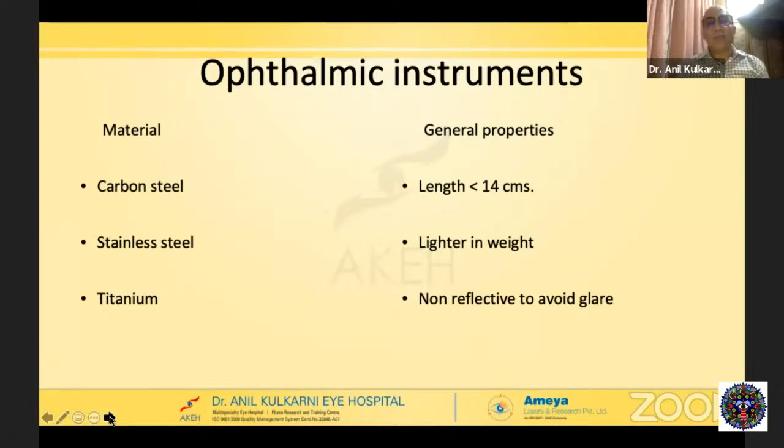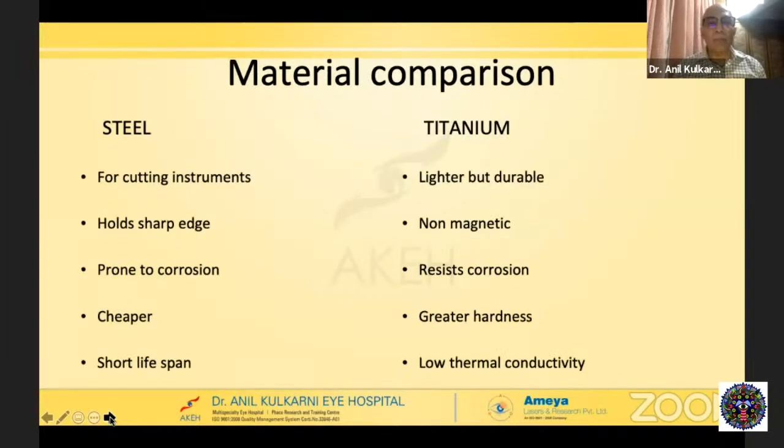Basically, just 2 or 3 introductory slides I will just start. See, normally ophthalmic instruments are made up of either carbon steel, stainless steel, or titanium. The general properties normally are the length is less than 14 centimeters because it has to be within the working length of a microscope to the eye. They have to be lighter in weight because of the finer things which we achieve by these instruments. And they need to be non-reflective to avoid any glare coming through the microscope.